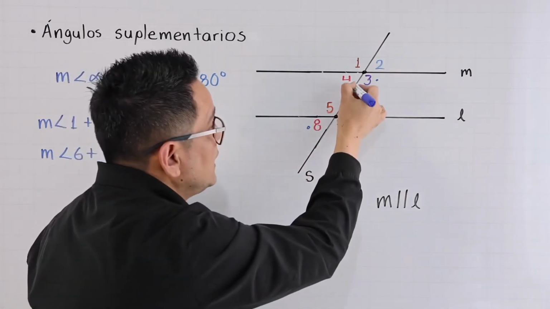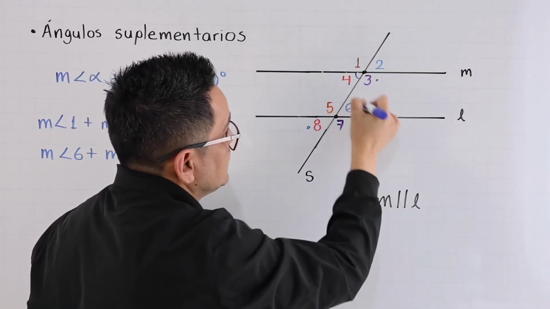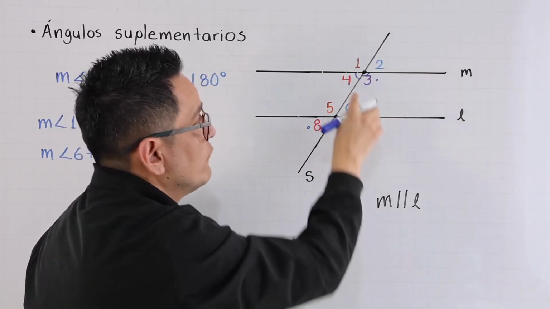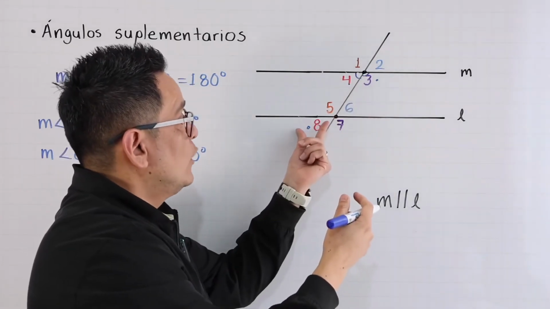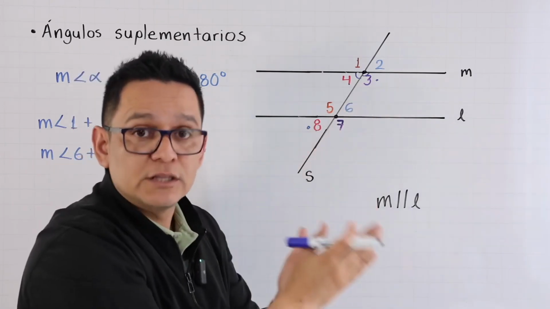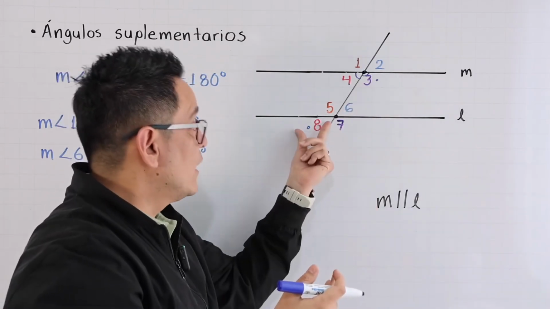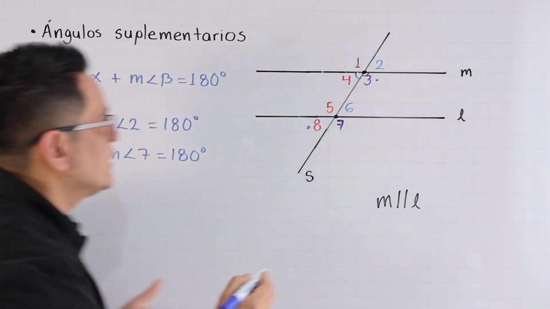Now, since this one and this one measure the same, and also, we already know that this angle 4 and this angle 3 together make 180 degrees. Well, then it also has to be that the measure of angle 8 plus the measure of angle 3 has to add up to 180 degrees. So that means angle 8 and angle 3 are also supplementary angles. So I'm going to write that down as well.